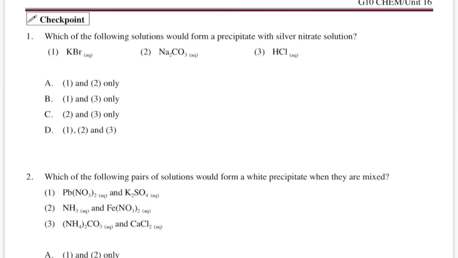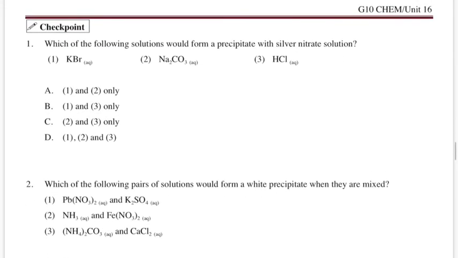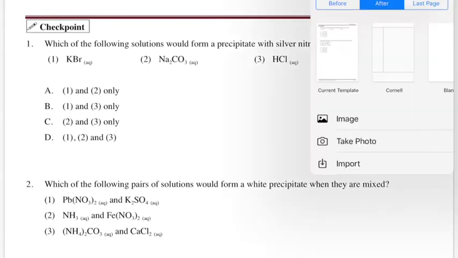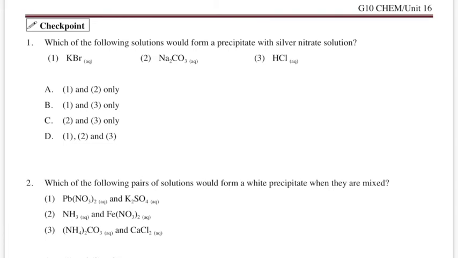In the last part, let's go through the checkpoint questions. Again, please pause the video here, attempt all the questions, and then listen for the explanation. Okay, let's go through the questions together. Question 1. Which of the following solutions will form a precipitate with silver nitrate solution?